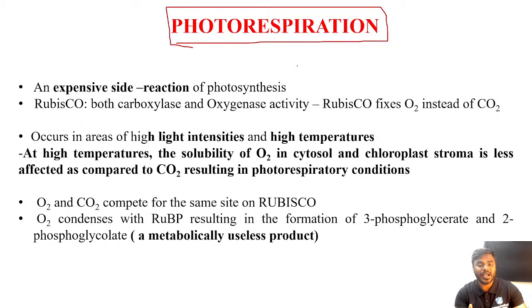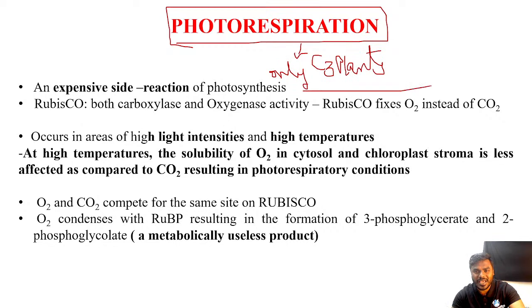Most of the students will get confused that photorespiration can occur in C4 plants and CAM plants also. That is an absolutely wrong statement. C4 plants and CAM plants never allow photorespiration to occur. They will always try to avoid it by using their mechanisms. Now, where is this photorespiration happening? Only in C3 plants.